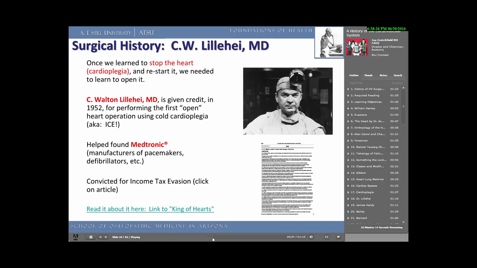Later in life, he was convicted for income tax evasion, and you can read all about his life in a book called King of Hearts. And I would suggest, just for fun, that you click on the photograph of the article here that I put. It's actually an active link, and it takes you to a site that talks about Dr. Lily High's life. He later founded Medtronic, which is still in use today, and most of your patients who come in will have Medtronic pacemakers and defibrillators. It all goes back to Dr. Lily High from the University of Minnesota.